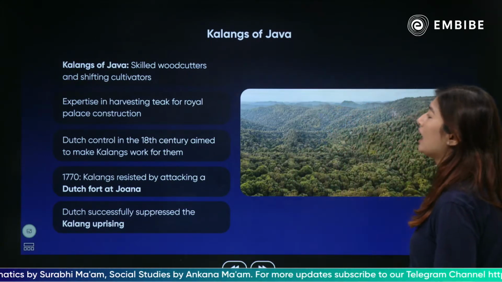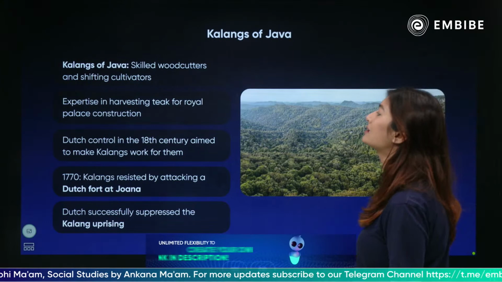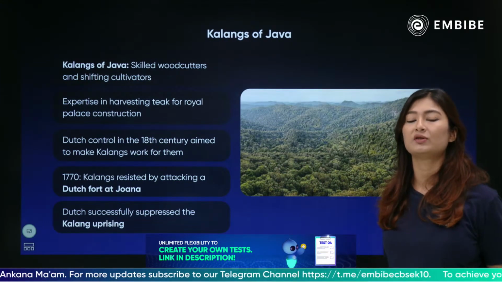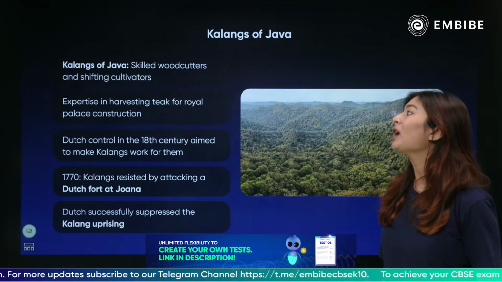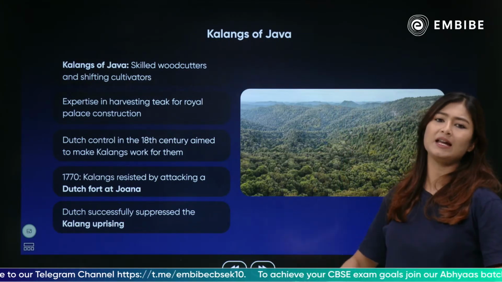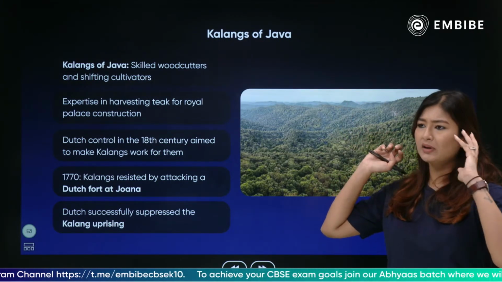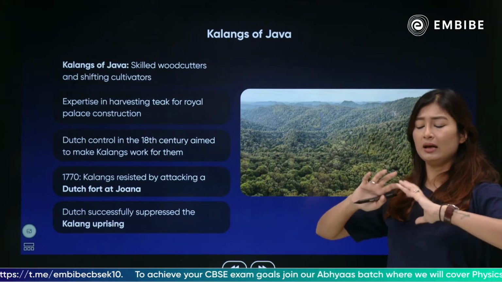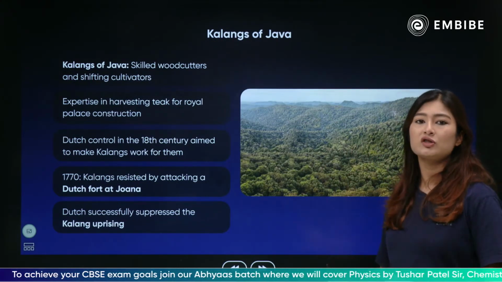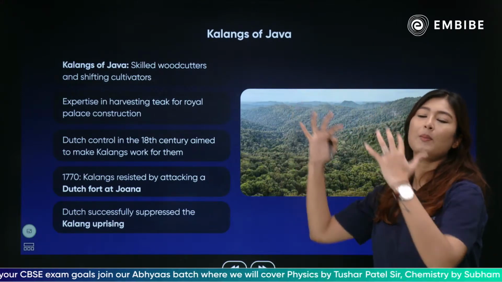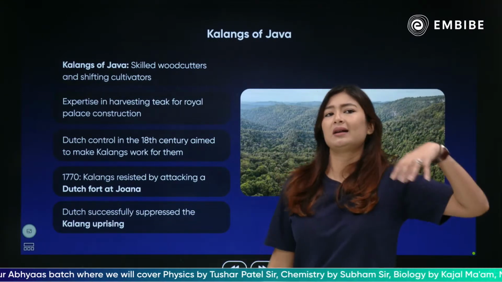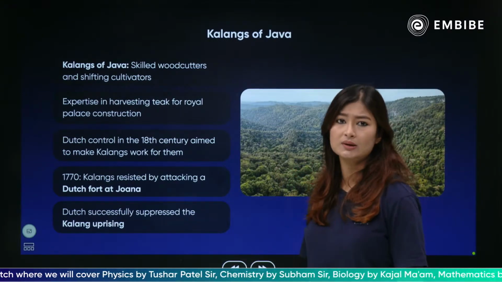So Kalangs of Java, they are skilled woodcutters and shifting cultivators. So who are the Kalangs? They were a tribe that lived there in Java. Kalangs are skilled woodcutters. They would make very good woodcutters because their entire community stayed in and around the forest all the time. They had a lot of strength. They knew how to take the maximum amount of wood out of the trees. And they were very good with wood in general, and it ran in their genes, you could say.